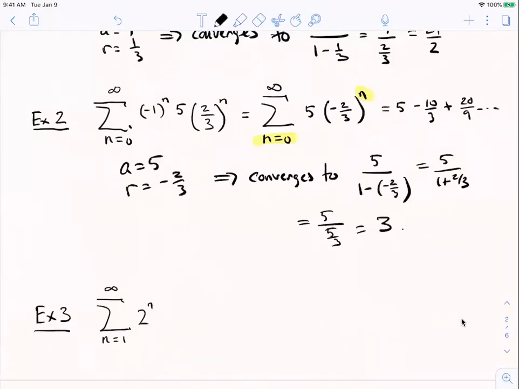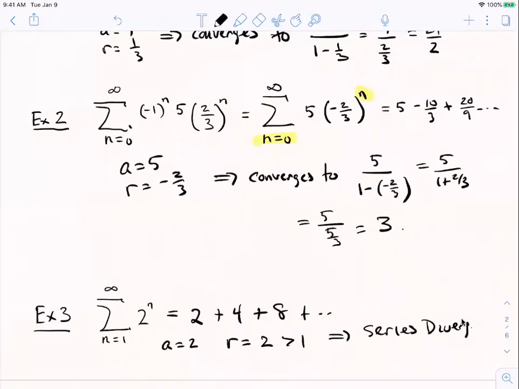How about this geometric series? It starts off, n is 1, so it starts off 2. The first term is 2. Then when n is 2, it's 2 squared is 4, times 2 is 8, and so on. So here our a is 2, our r is also 2, which is bigger than 1 in absolute value. So this series diverges by the GST, the geometric series test.